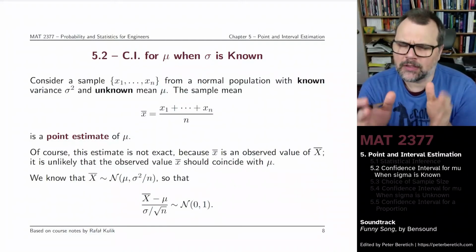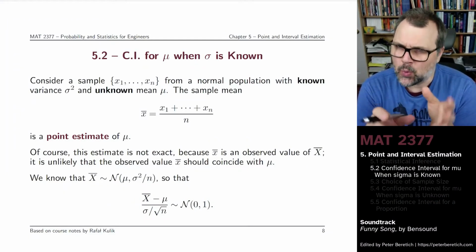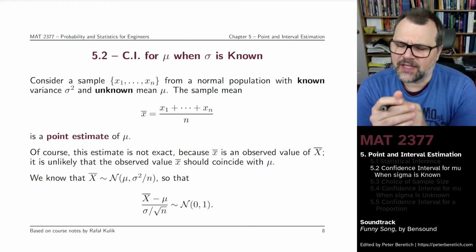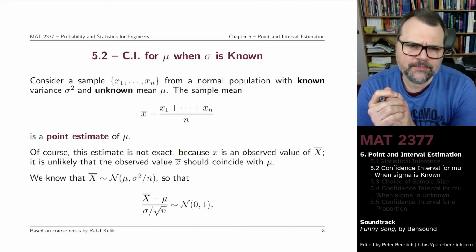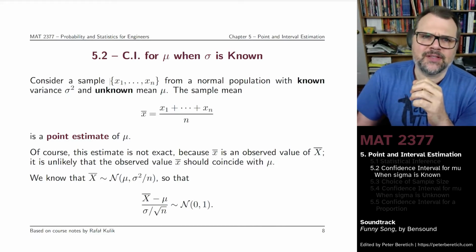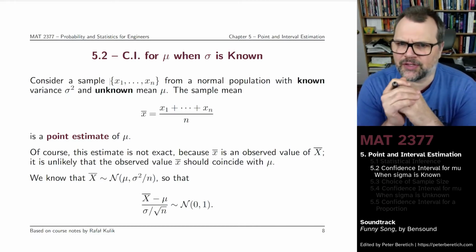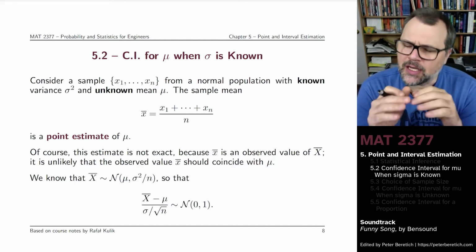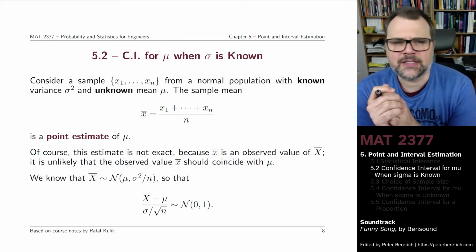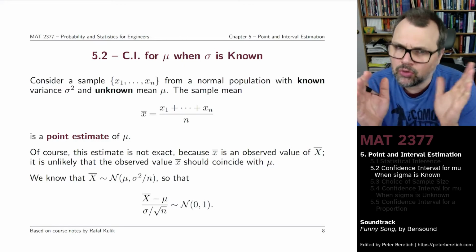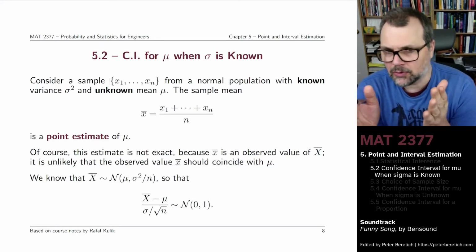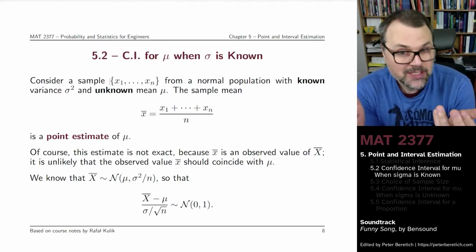So how do we build a confidence interval for the mean when we actually know the standard deviation in the population? Imagine that you have a sample of n observations from the normal population, and you know that the population has variance sigma squared, but you do not know what the mean is. You don't know the mu. In fact, that's what you're trying to estimate.